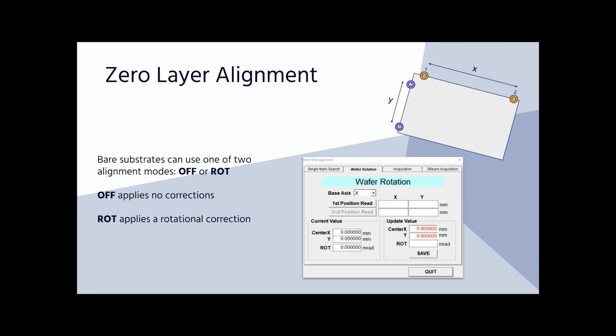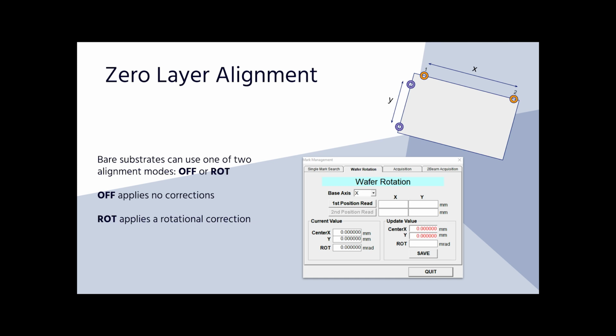You can either use off mode or rotational alignment. Off applies no corrections. Even if there are alignment marks in your con file, if you choose off, these marks will be ignored. Rotational alignment will allow you to apply a rotational correction, which helps correct for any sample rotation that might have happened when you loaded your chip into the tool.